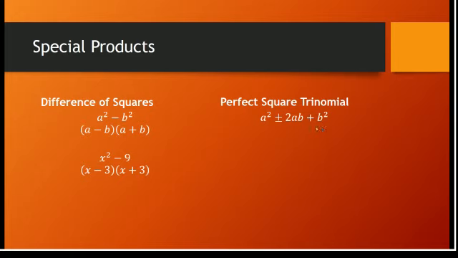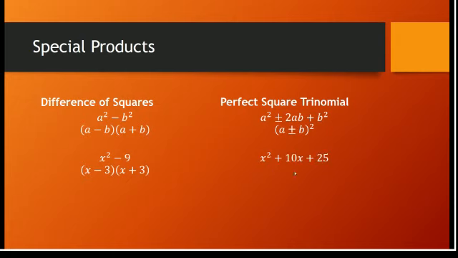B squared is always going to be positive, because even if b were negative, when you squared it, you get a positive. The factorization for this is a plus b, that is the square roots, and it's squared. Notice the sign is going to be the same as the middle sign. The b squared is always positive.